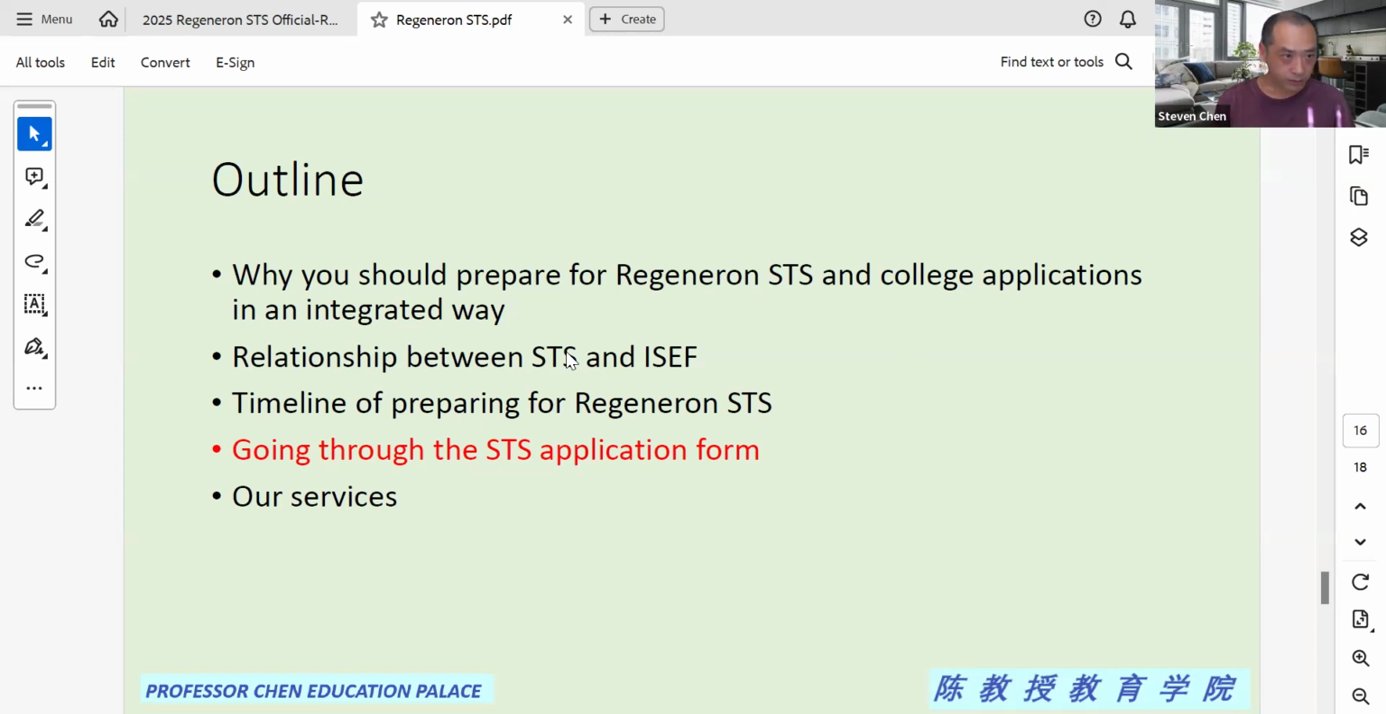Another question: how many categories are in STS? Are they the same as in SF? No. They use different category definitions from SF. They share some similarities, but there are still some differences. And when we go to the application form in a second, you'll see the list of all categories. Okay. All right.